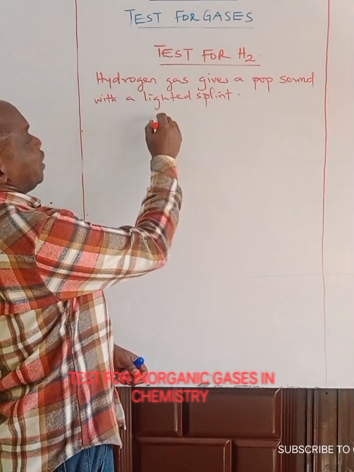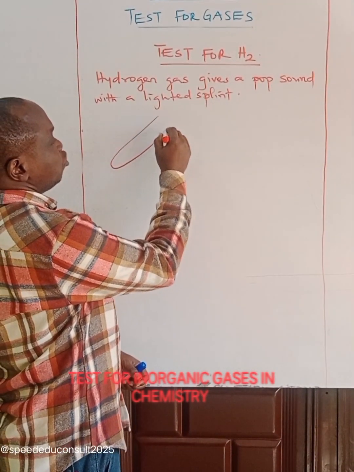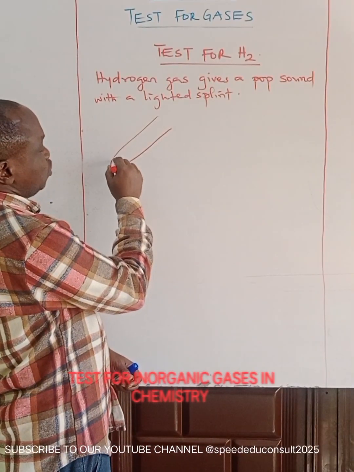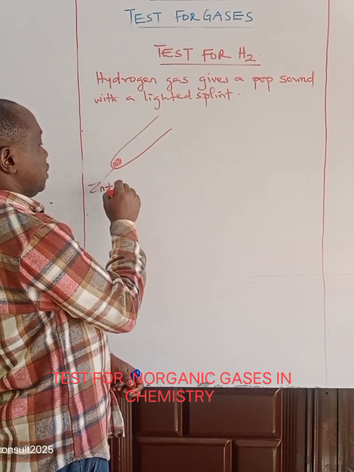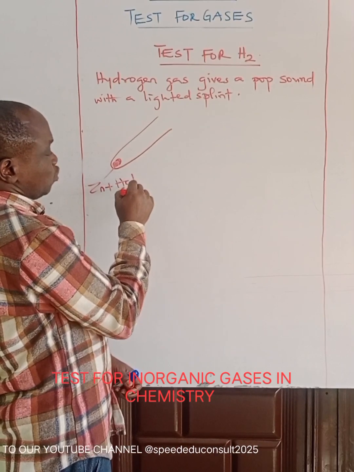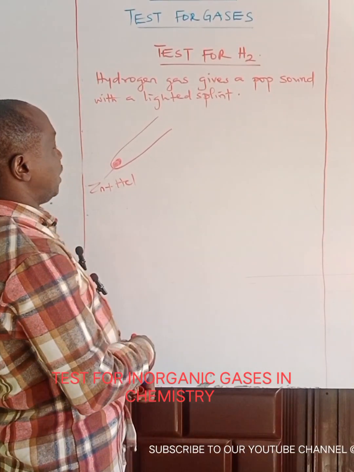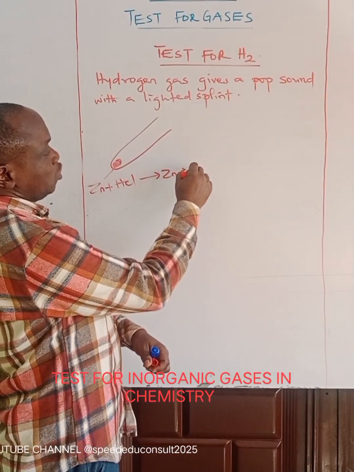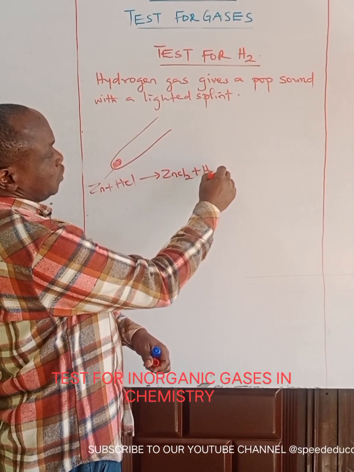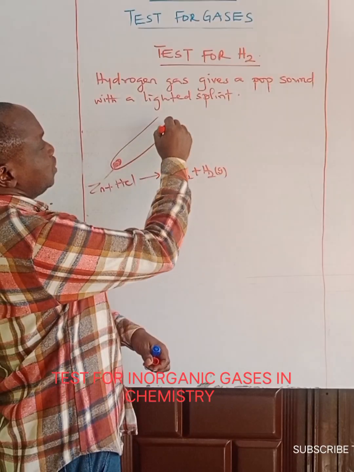In the lab, if you want to prepare hydrogen, we normally use, let's say you have zinc here, plus dilute HCl. That's what you normally use to prepare hydrogen in the laboratory, to form zinc chloride plus hydrogen gas. So the gas given off here is hydrogen.